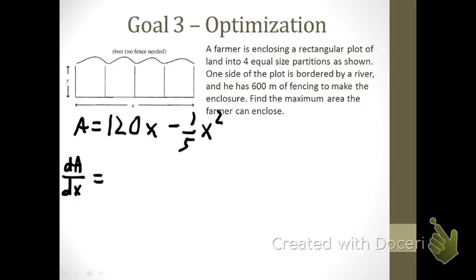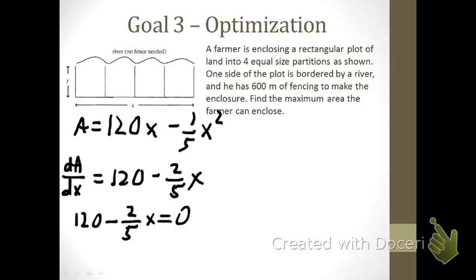And of course, then that's going to tell us that the derivative of this area function is equal to 120 minus 2/5 x. Now let's finish finding the critical value, or critical values is what I would normally say, but there is only one this time, by setting that derivative equal to 0. And if you solve that equation, you're going to end up getting that x is equal to 300. Okay, so that's a critical value right there.